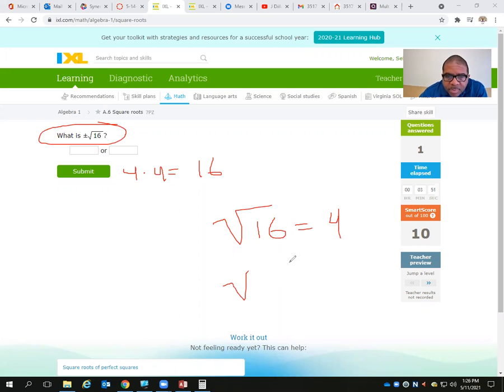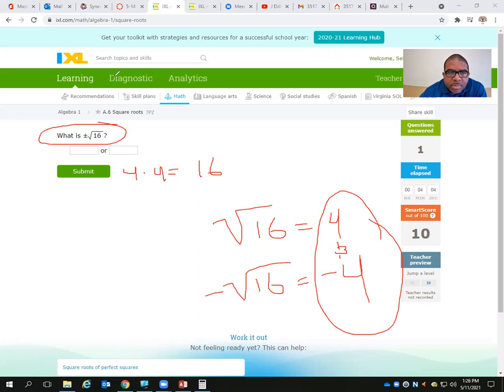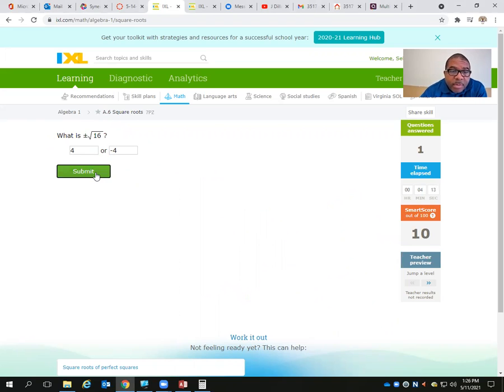Now, the negative square root of 16 would be negative 4. So we have our answers right here, 4 and negative 4. So we'll type that in, 4 and negative 4. Whew. Okay, let's pull the trigger, see if I'm right.